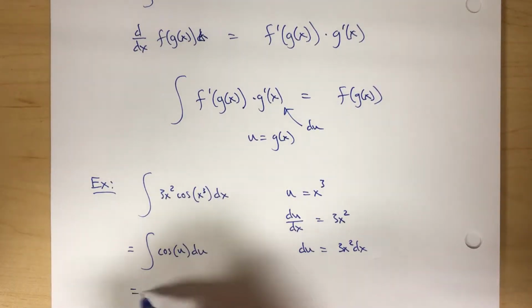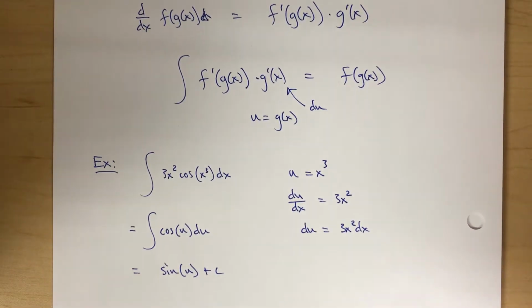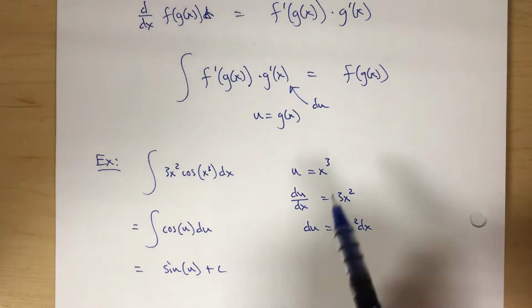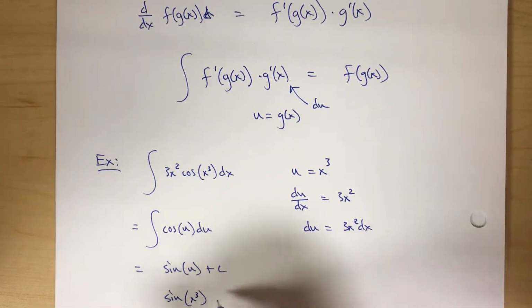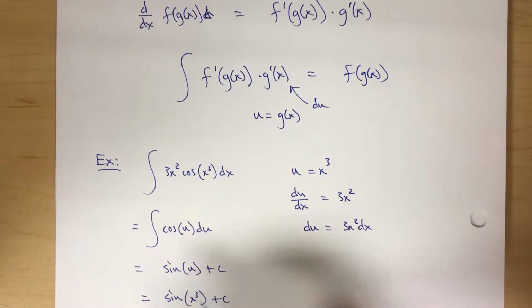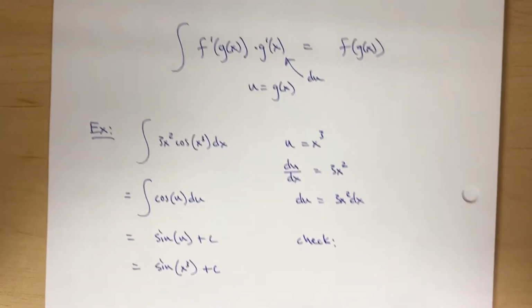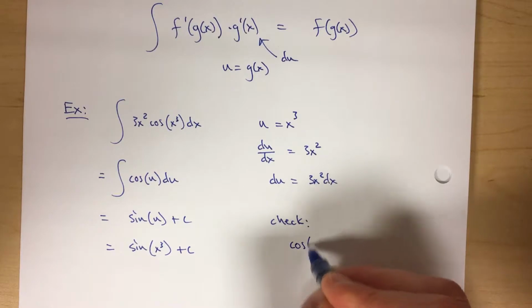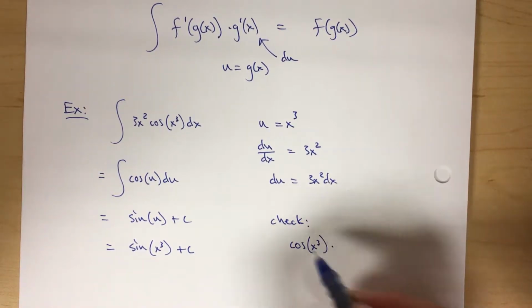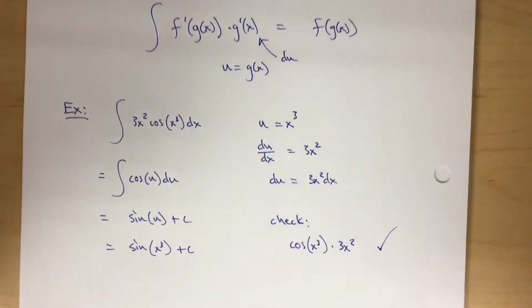But that is simply sine of u plus c, right? We know how to find the antiderivative of cosine of u. It's just sine of u plus c. And now we want to plug back in our u, so that's going to be sine of x cubed plus c, because u is x cubed. Now, if we check our answer by taking the derivative, which we won't do most times, the derivative of this is cosine of x cubed times the derivative of x cubed, which is 3x squared. So boom, that's exactly what we want.